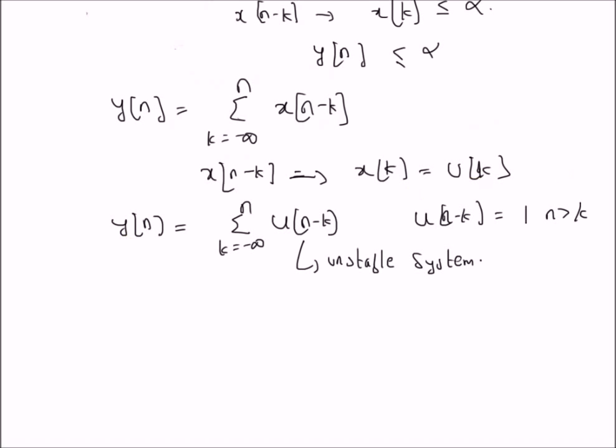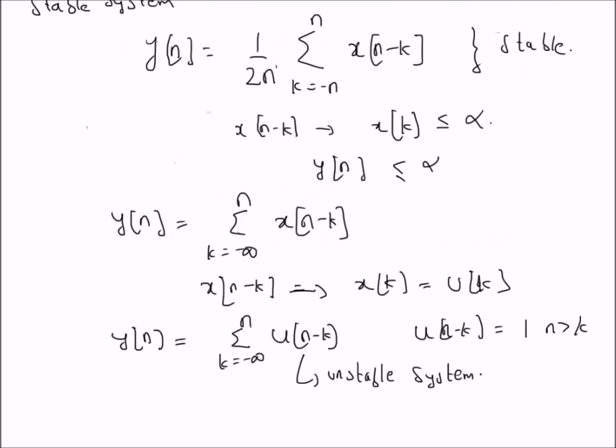So the key difference between stable and unstable systems is that for bounded inputs, the output is also a finite value for stable systems, and the output can diverge for unstable systems.